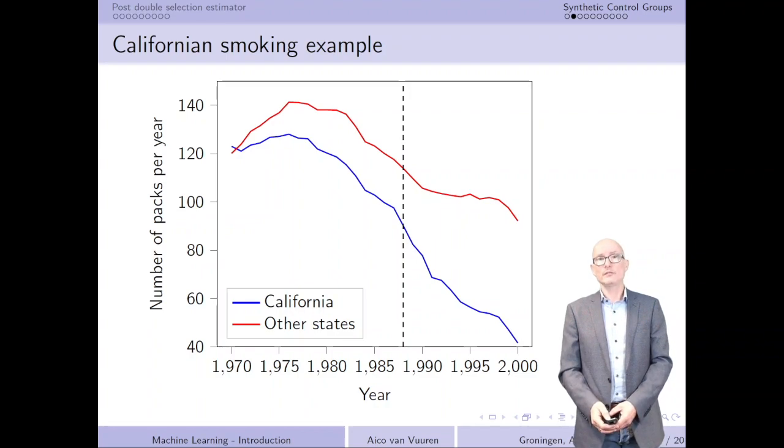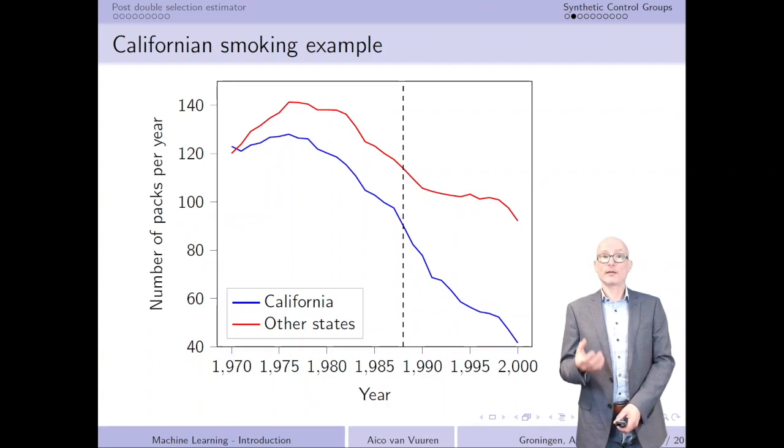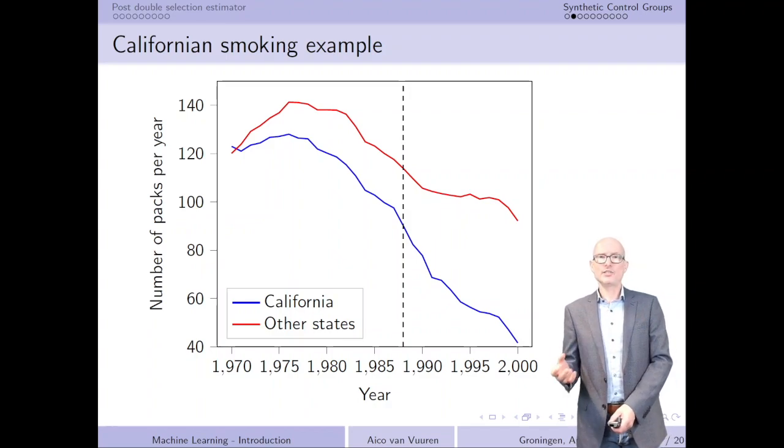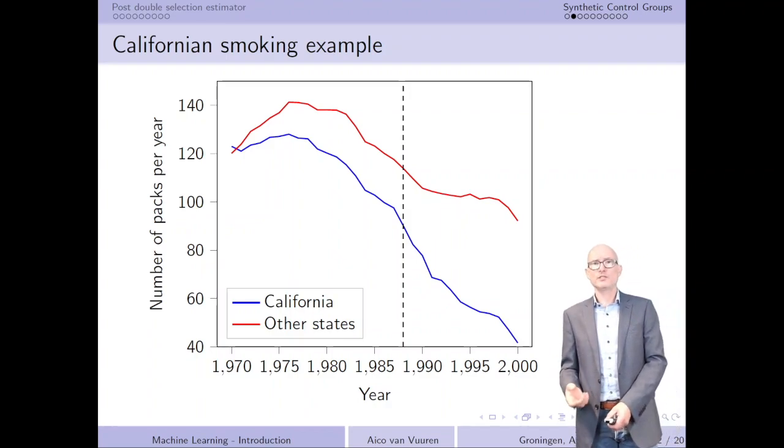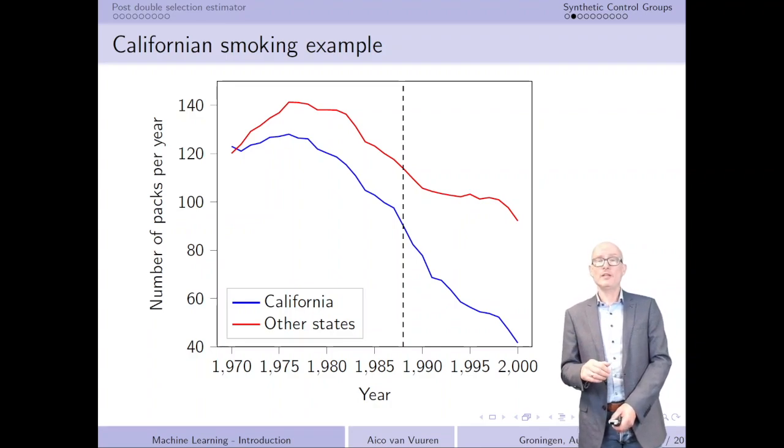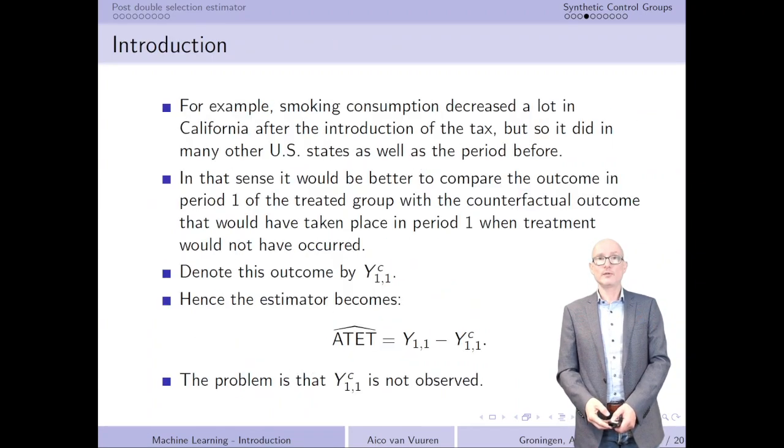Maybe a better choice is to make at least the outcome for 1988 exactly the same for California and essentially our synthetic control group. And that implies that we're going to use the weights in such a way that the red line that we have over here is going to be exactly equal to the blue line, at least in 1988. What does that mean?